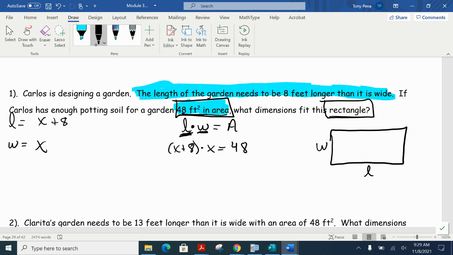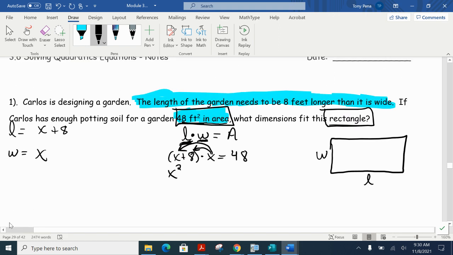So the first thing you're going to do is we're going to distribute. You're going to take your x and you're going to distribute it to the x and the 8. So x times x is x squared, or if you like the w's, you would have w squared. And you're going to do x times 8. That's just an 8x. And then that equals 48.